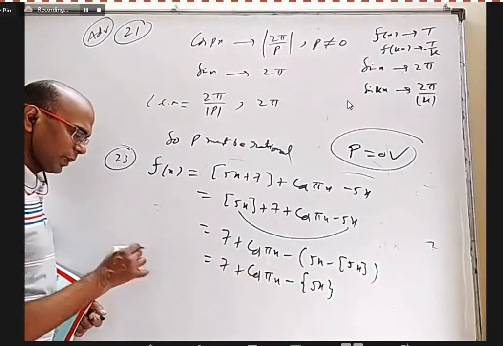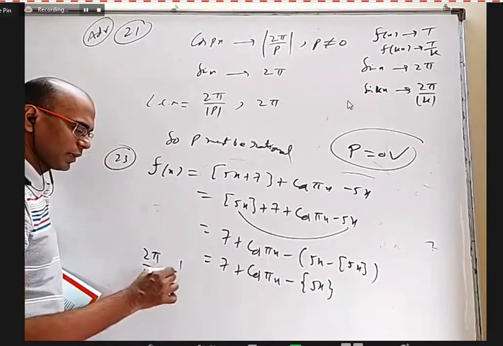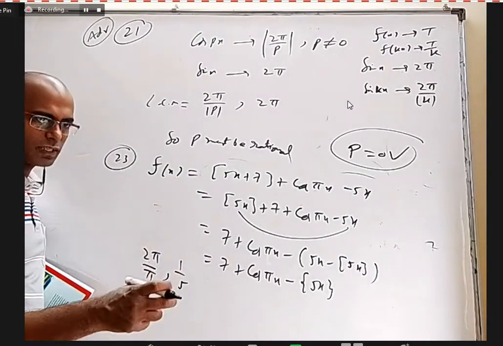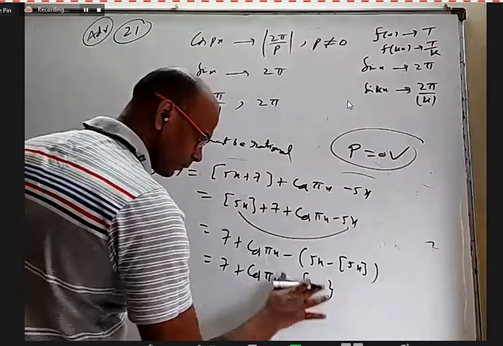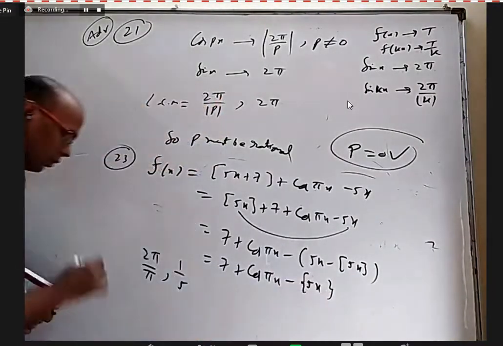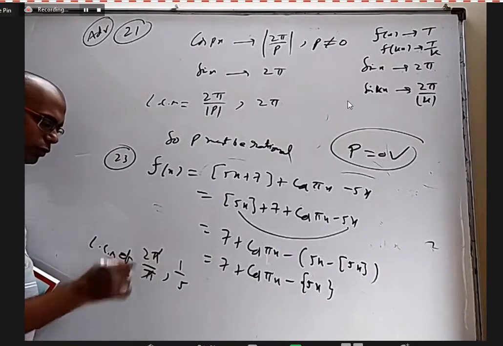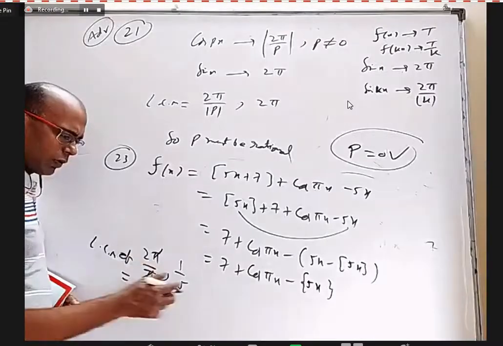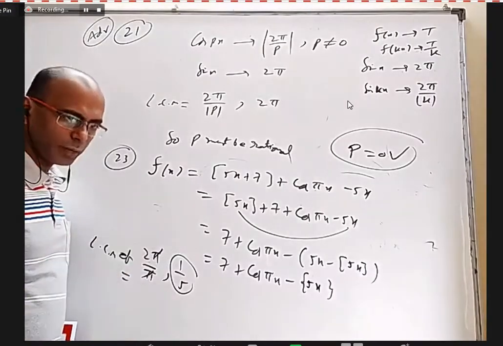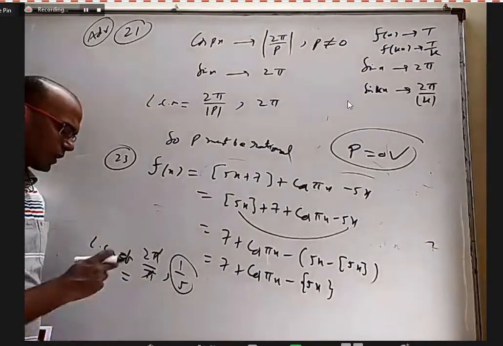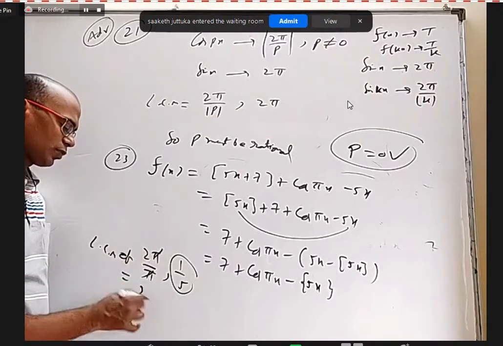For cos pi x, the period is 2 pi by pi, which is 2. Fractional part of 5x has period 1 by 5, since fractional part of x is 1. So now I have to take the LCM of 2 and 1 by 5. What are the different multiples of 1 by 5? 1 by 5, 2 by 5, 3 by 5, 4 by 5, 5 by 5 which is 1. Basically, 2 is a multiple of this. If one number is a multiple of the other, that is the LCM. So 2 is the LCM.